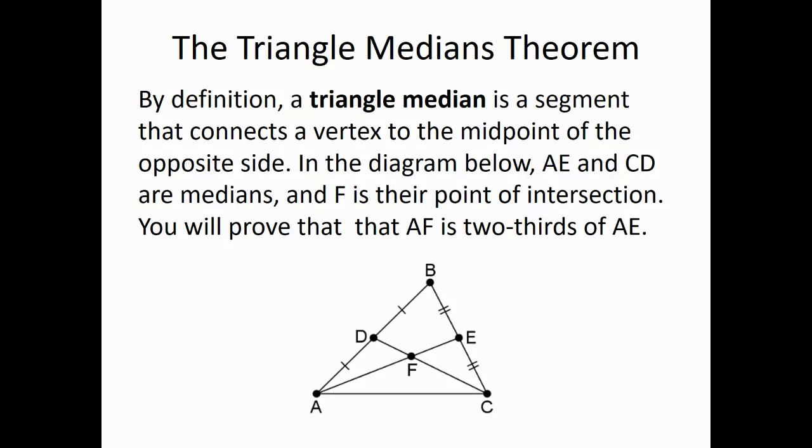And then we have marked their point of intersection F. What you will prove is that AF is 2/3 of AE. That is, the part of the median AF is 2/3 of the whole. And this would also be true of the other median as well. That is, CF would be 2/3 of CD. As for how this will be proven, let me make a suggestion to you. One way to do this begins with the construction of the segment DE.